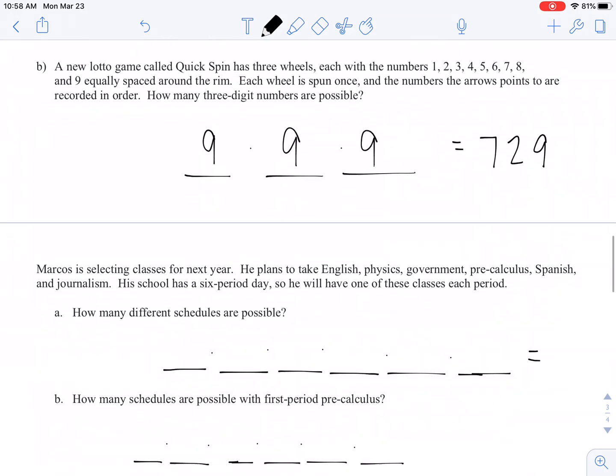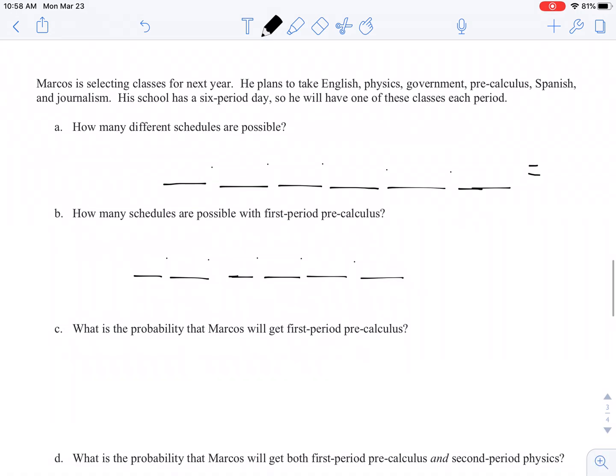Okay, we'll get one more application of this. Marcos is selecting classes for next year. He plans to take the following 6 classes: English, Physics, Government, Pre-Calc, Spanish, and Journalism. His school is a 6-period day, so he has one of these classes each period. How many different schedules are possible?